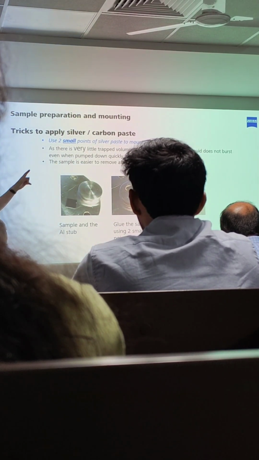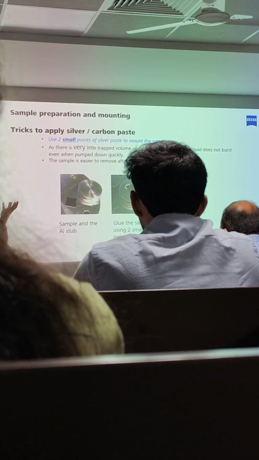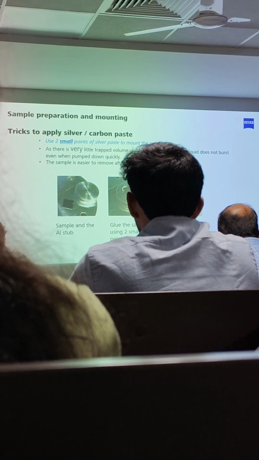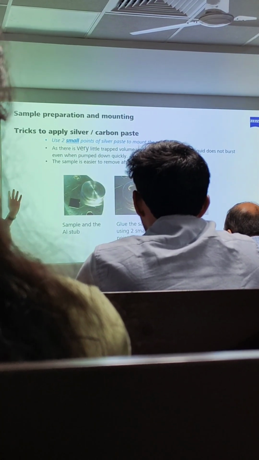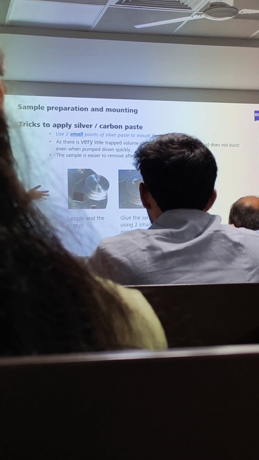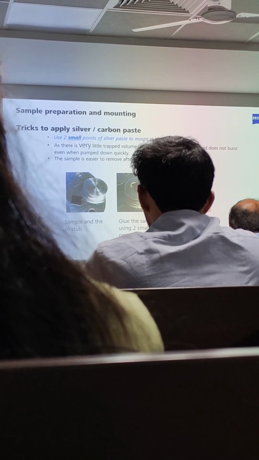Trick to apply: if you use silver and carbon paste, do not put a lot, do not smudge things. Put in two corners, one drop each, and place your sample there. Let it dry, blow dry it, and that's all. Okay? So we don't need to, like Leonardo da Vinci, paint the thing, no need. Just two corners, that's it. Alright?